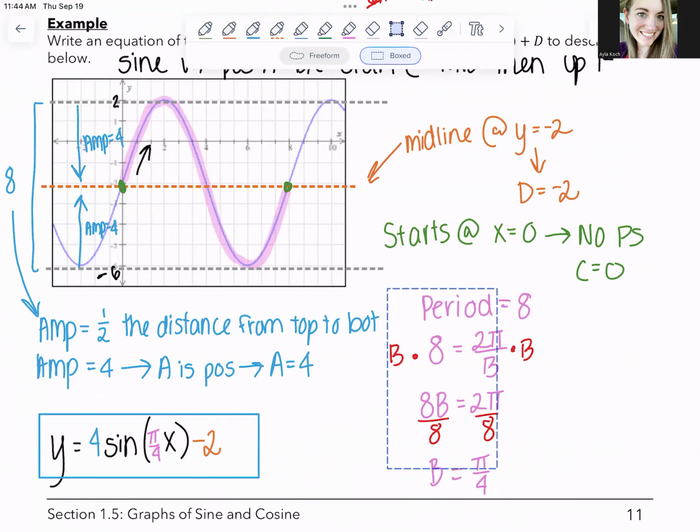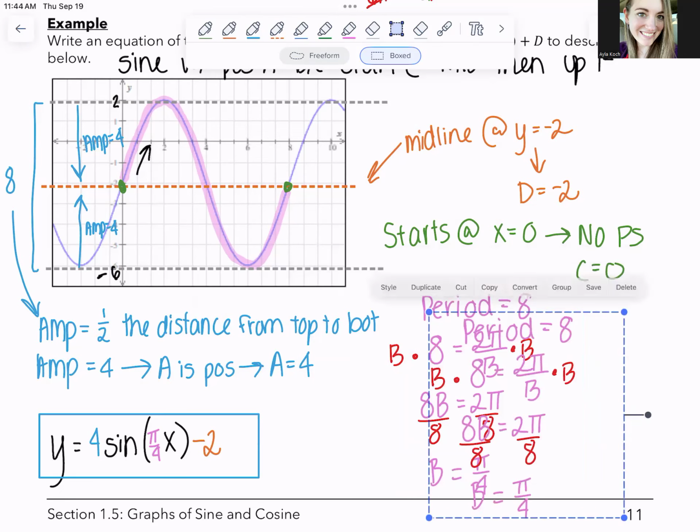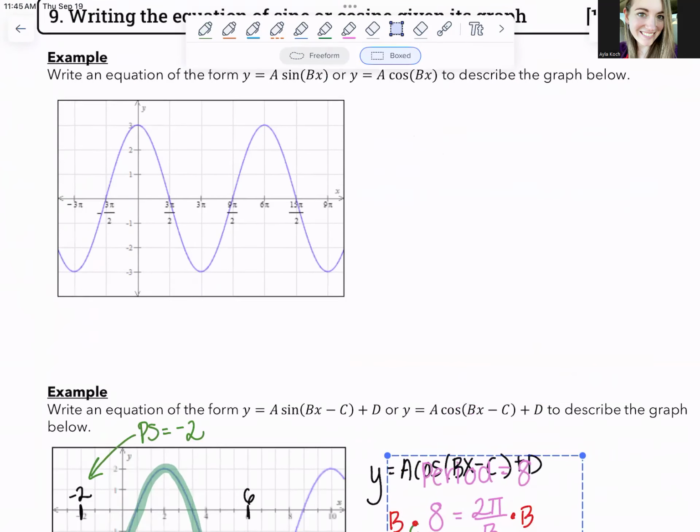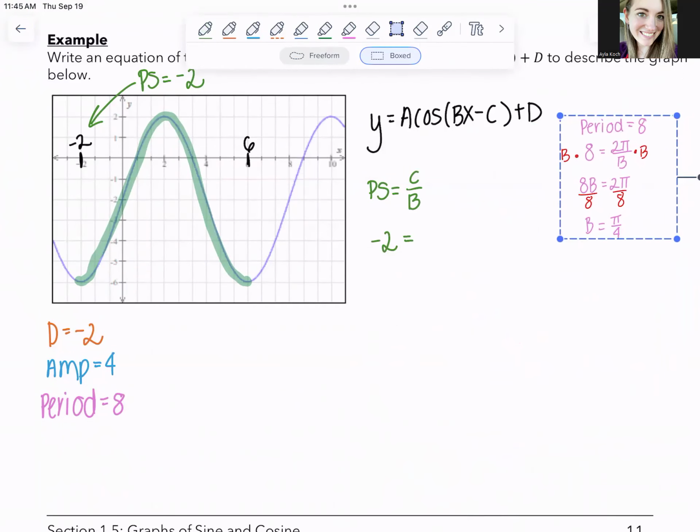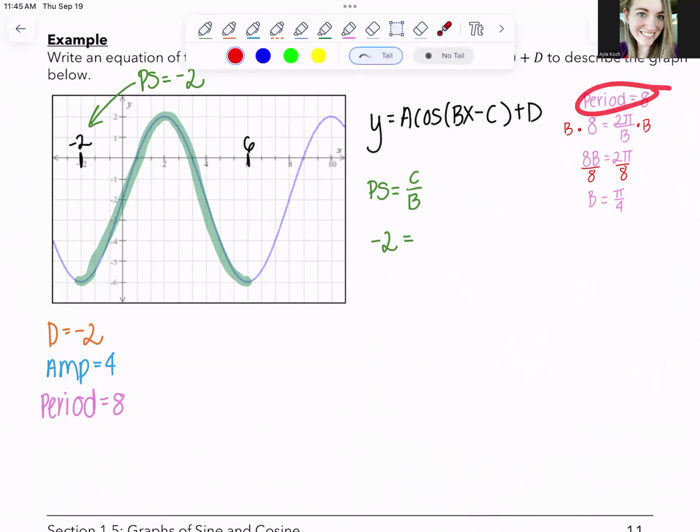This would still be the exact math I would do to find the period. The period is 8. Then we would set 8 equal to 2 pi over B. We get that B is equal to pi over 4. So let's fill in the things we know. B is equal to pi over 4. D is -2.